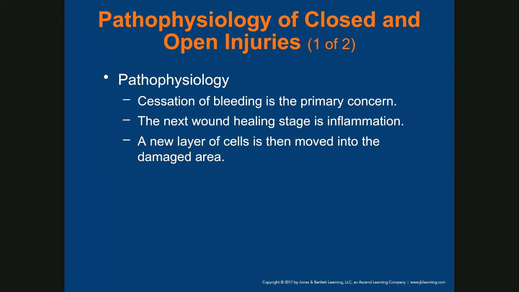Next, wound healing stages, inflammation. A new layer of cells is then moved into the damaged area, right? So this is how the skin repairs itself. If there's injury, the first thing that the body needs to do is control the blood loss that is occurring. Next, wound healing and the inflammatory stage. Then you have a new layer of skin forming, and eventually we get new blood vessels forming as well. Then you start to get collagen, which provides stability to the damaged tissue and the wound borders.